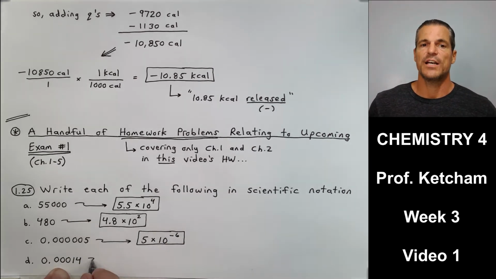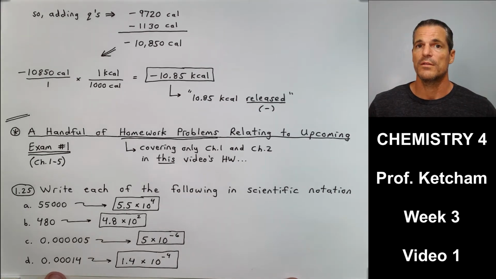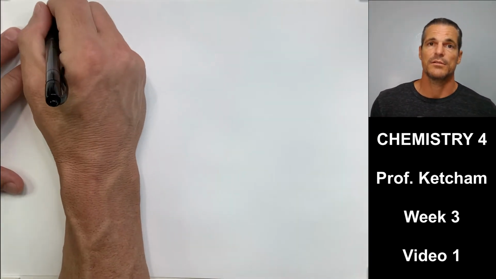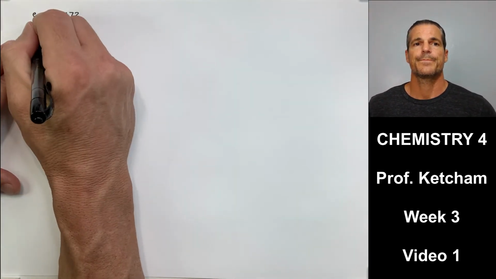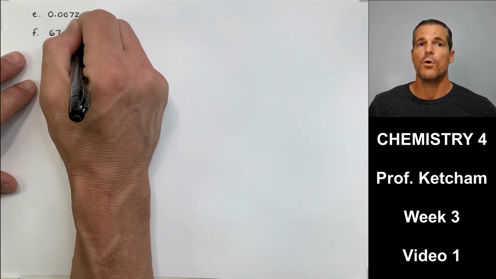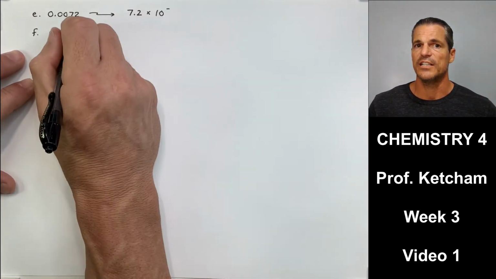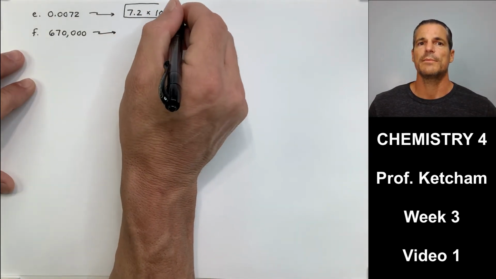0.000005 is 5 times 10 to the minus 6. 0.00014 is 1.4 times 10 to the minus 4th. Same number of significant figures in my scientific notation as there was in my standard notation. All right? Now there's a couple more. 0.0072, 2 sig figs, right? Those are leading zeros. So it's 7.2 times 10 to the minus 3.